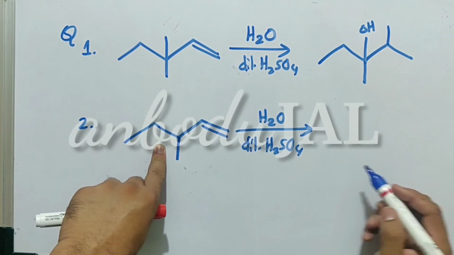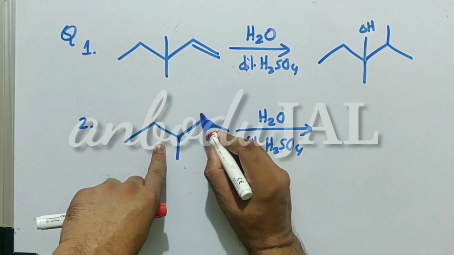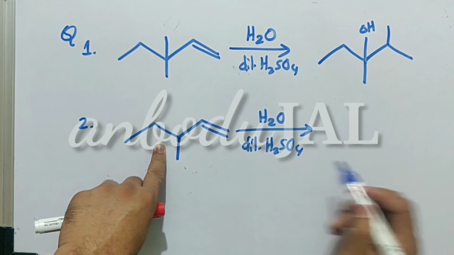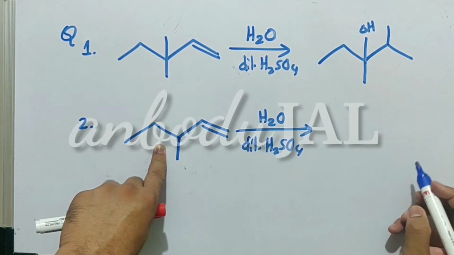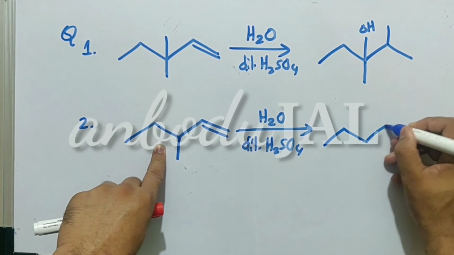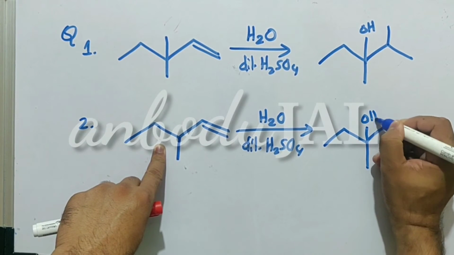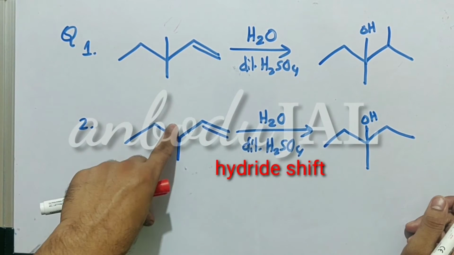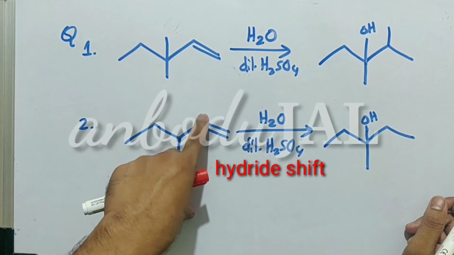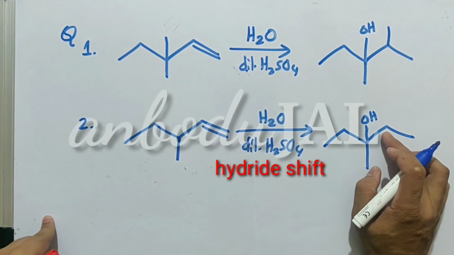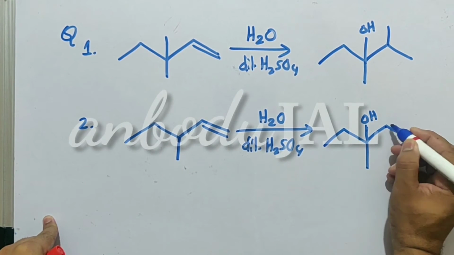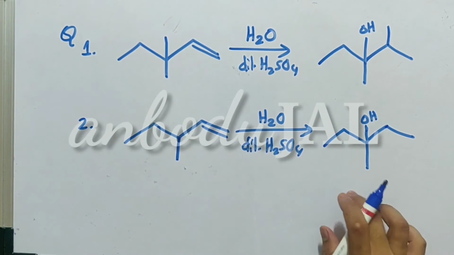In this case what happens? If plus charge comes here, that will be a secondary carbocation. If plus charge comes here, that will be a tertiary carbocation. So the product will be on this carbon, its OH will be attached on this carbon. Okay. Hydride is shifted to this carbon. There is no need of showing hydrogen here because hydrogen is hidden on this carbon. So this is the product in this case.